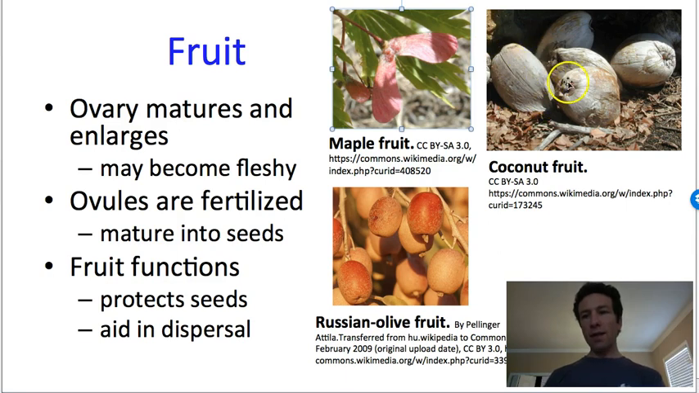A coconut has this shaggy, barky layer around the outside. This is a mature ovary, so it's a fruit.